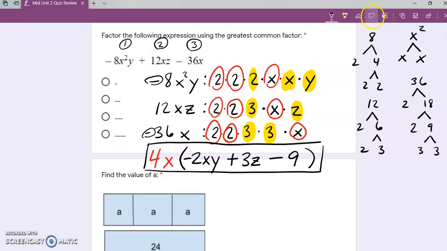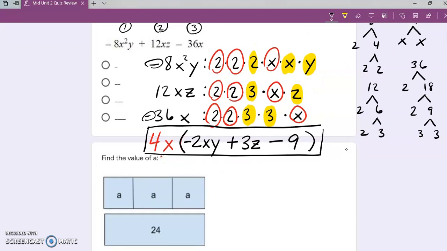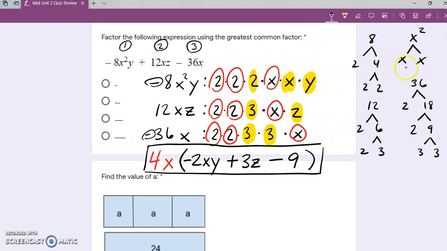So again, it looks like a lot of work, but it's just 3 simple steps. Finding the factors, finding out what's in common and bringing it outside, and then finding out what's left over and taking that inside.